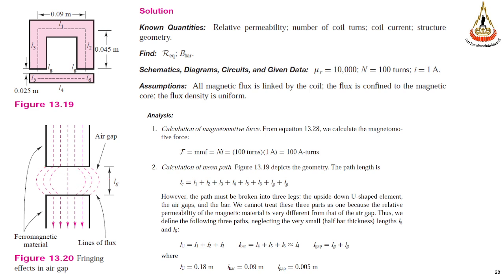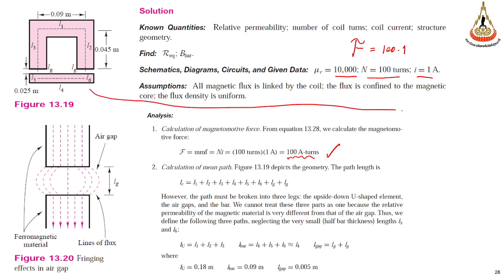So to calculate this circuit, we have mu r of 10,000, N is 100 turns, and I is 1 ampere. So the magnetomotive force is 100 into 1, which is 100 ampere turns, right? Then we get the mean path of this.